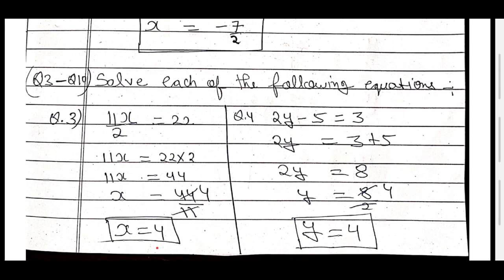So what is your answer? x is equal to 4. Now come to question number 4, that is 2y minus 5 is equal to 3.